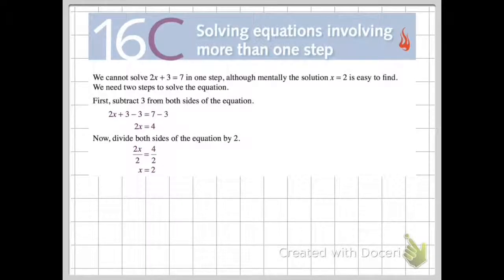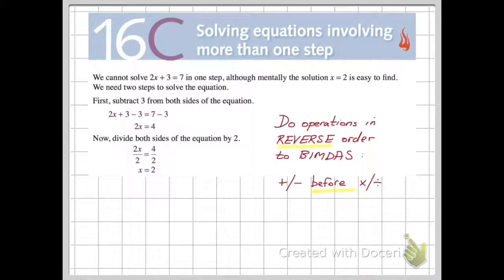The example here is 2x plus 3 equals 7. And in this case, we can see quite easily that the answer must be 2. But mathematically, we're actually performing two steps. First of all, you're subtracting 3 from both sides, and that simplifies to 2x equals 4. And then you're dividing both sides by 2, and that simplifies and gives us the solution of x equals 2.